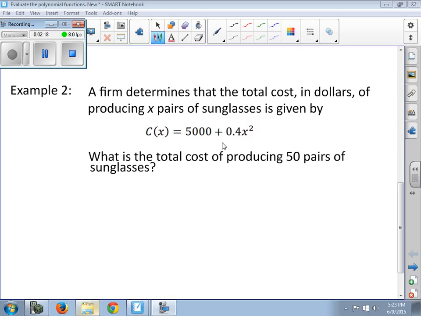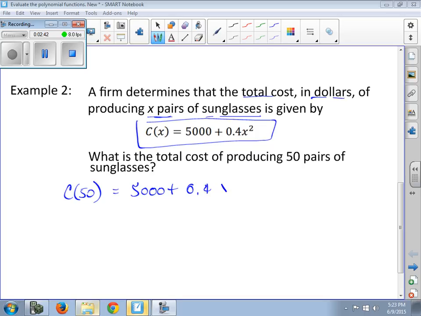Example 2. A firm determines that the total cost in dollars of producing x pair of sunglasses is given by this function. C of x is equal to 5,000 plus 0.4x squared. What is the cost of producing 50 pair of sunglasses? So I'm going to be doing C of 50. Now my original function is 5,000 plus 0.4x squared. I'm going to wrap my variable in parentheses so that I'll have 5,000 plus 0.4, replacing x with 50 pair of sunglasses, squared. Pop it in the calculator.